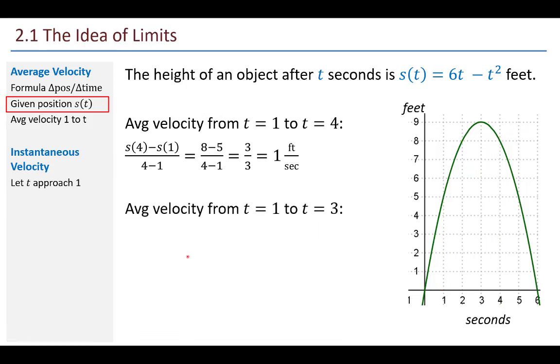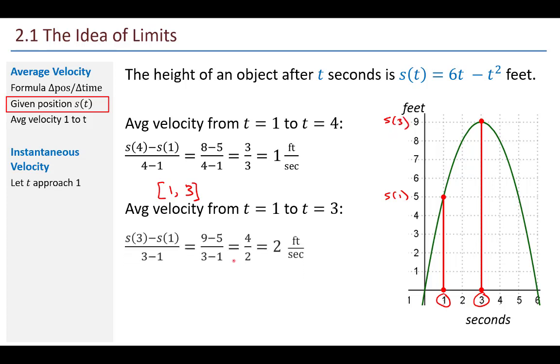How about the average velocity from time 1 to time 3? Or in other words, the average velocity over the interval from 1 to 3. So once again, let's figure out our change in position. I have s of 1, I have s of 3, and so we figured this out. Change in position is going to be s of 3 minus s of 1 over 3 minus 1, so change in position over change in time. Work it out, it ends up being 2 feet per second.